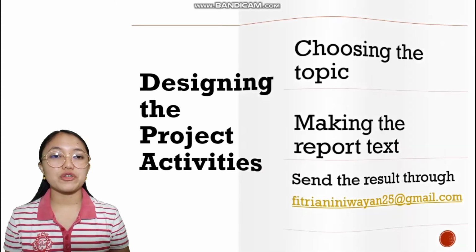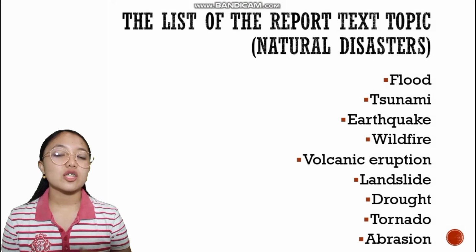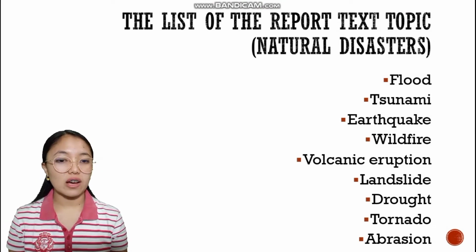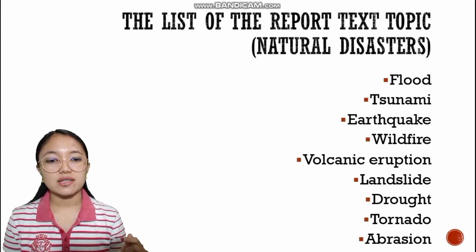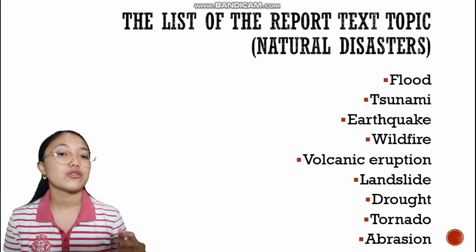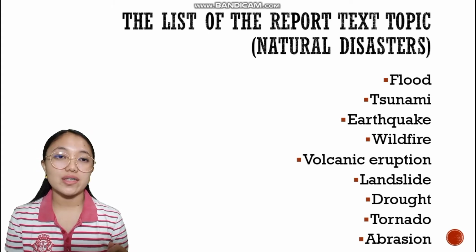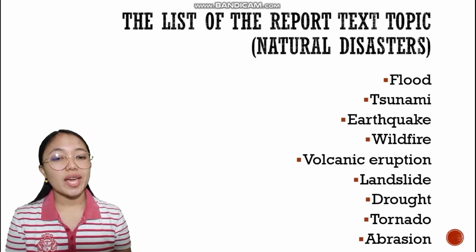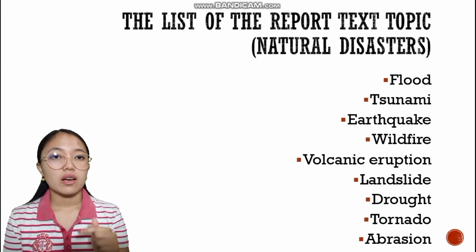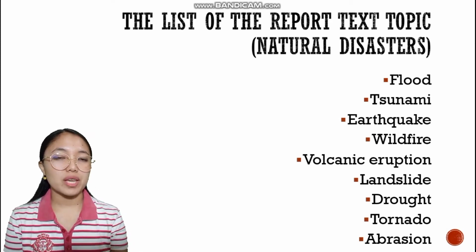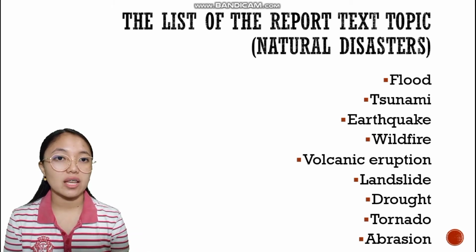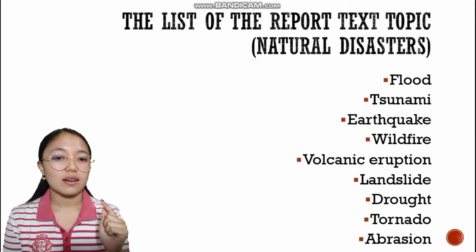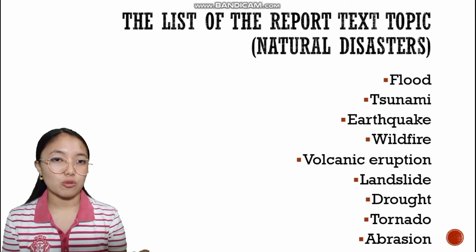This one, the list of the report text, it's about natural disaster. There are flood, tsunami, earthquake, wildfire, volcanic eruption, landslide, tornado, and abrasion. You can choose one of them as your topic in making a report text. Remember that you must choose one of these topics.